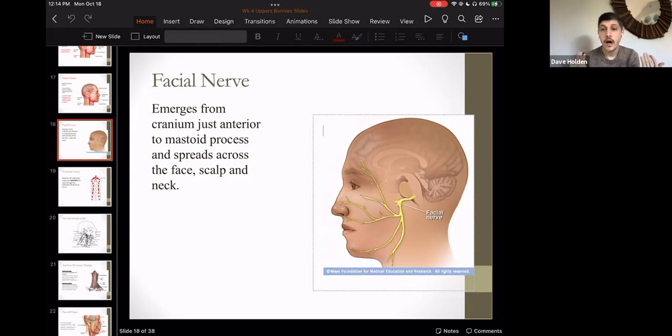So we just want to be aware. There are very superficial nerves running in front of the face. So, no crazy firm pressure, right? Like, don't use elbows on people's faces. Nice light pressure on the face.